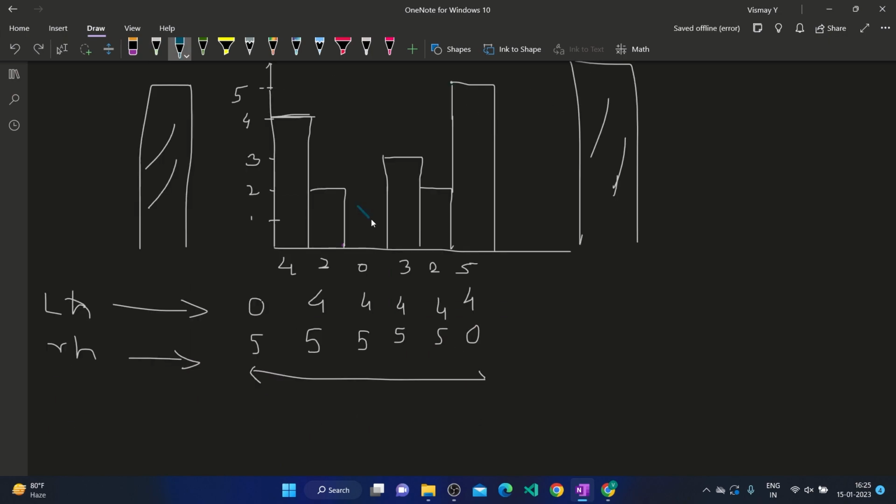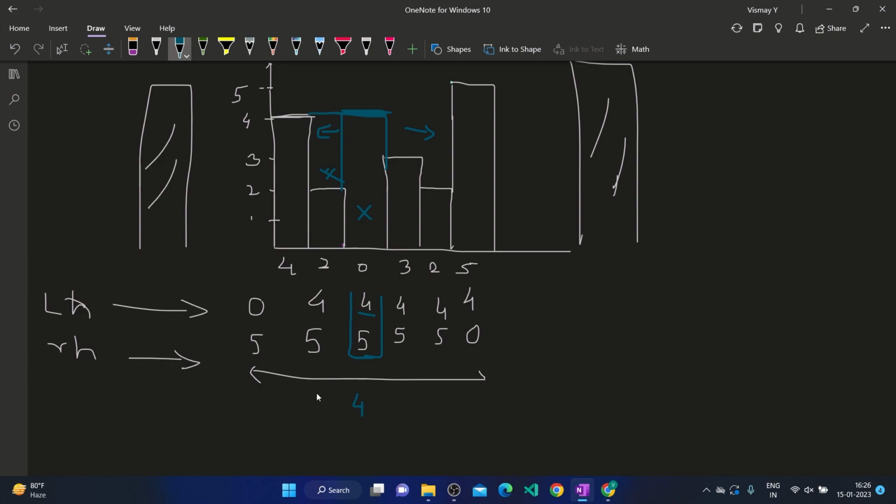Now let's just consider this empty bar. The amount of water stored here would be up to this point, so it would be 4. We can see that the amount of water which can be stored at a particular index is determined by the minimum among the highest elements on its right side and left side. For this 0, the left highest bar is 4 and the right highest bar is 5, and the minimum among them is 4. Now let's take this bar, where the minimum among the left and right height is also 4.